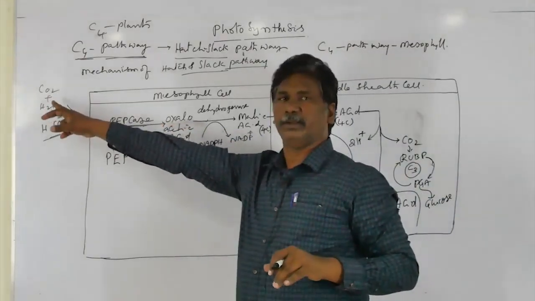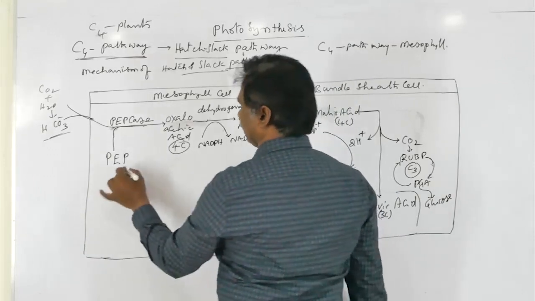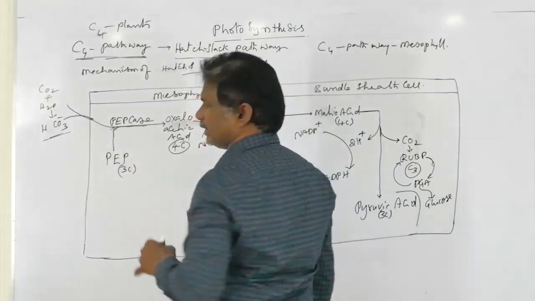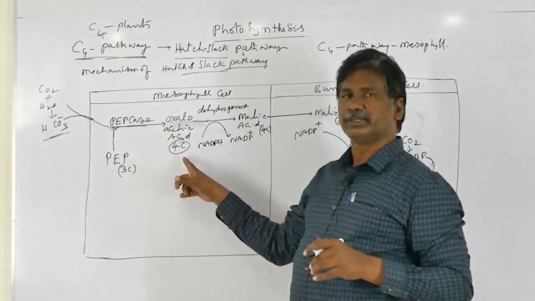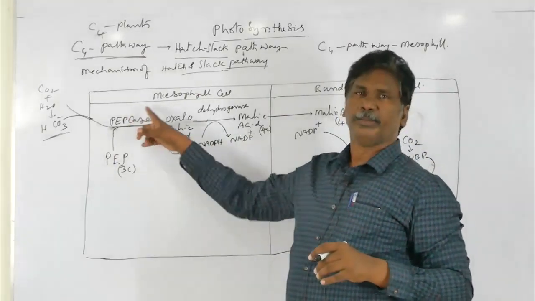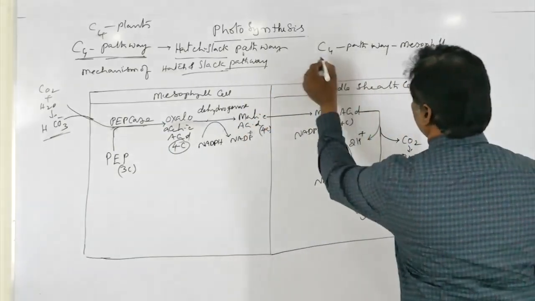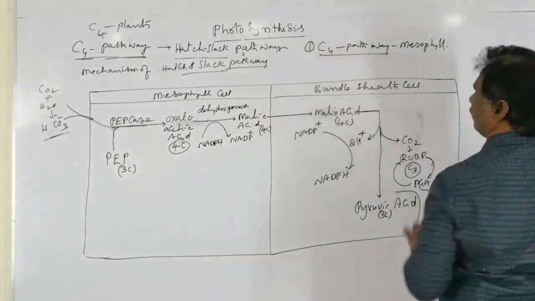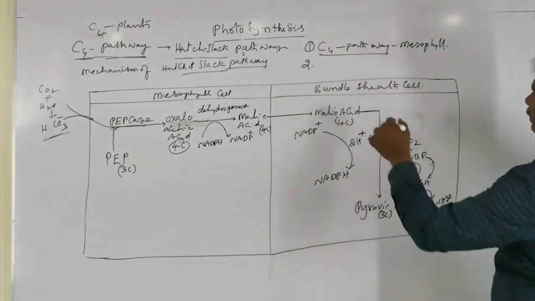Carbon dioxide as bicarbonate is accepted by phosphoenol pyruvic acid, the primary acceptor of CO2, producing oxaloacetic acid in the presence of the enzyme PEP carboxylase. That is the first carbon fixation, the C4 pathway. And the second carbon fixation is the C3 pathway.